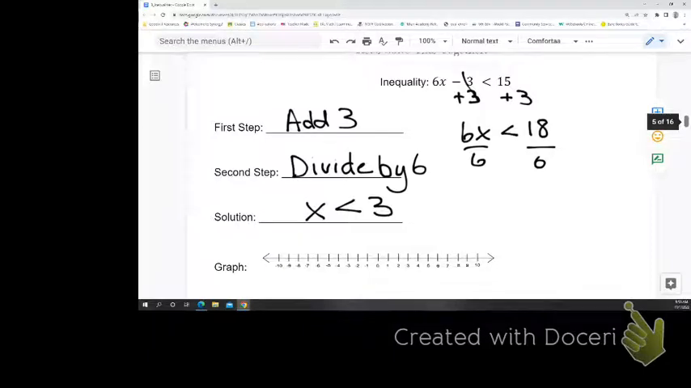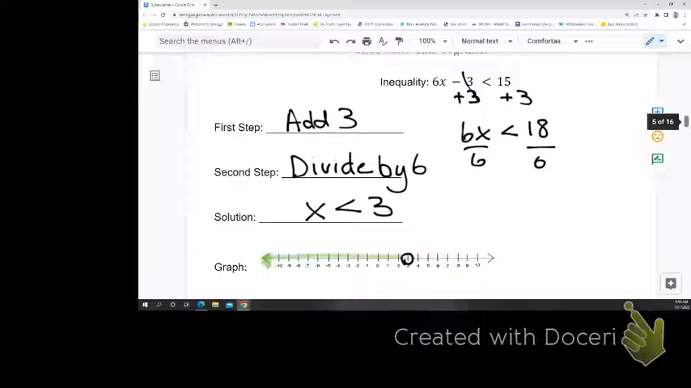So will it be an open or a closed circle? Open circle at 3. And then our shading will go back to the left all the way to the arrow. So that's saying that all of those numbers that are shaded and continuing to the left, they would all be things that make this true.